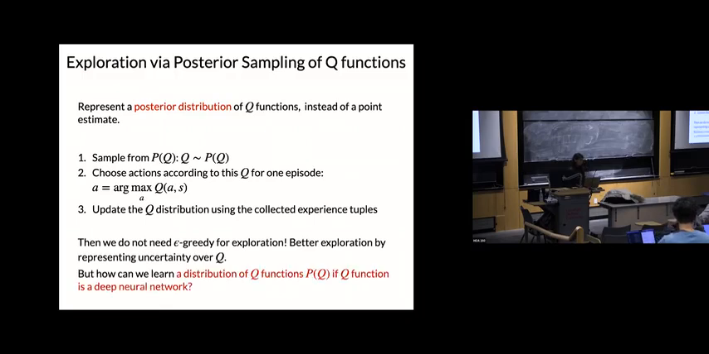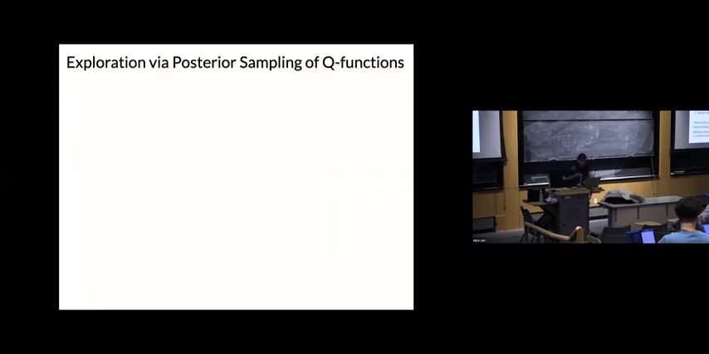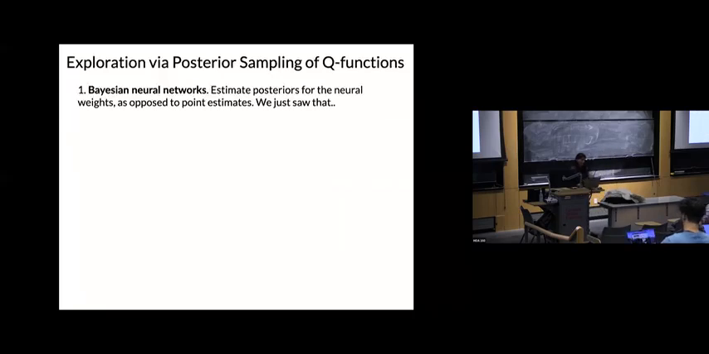But then we go back to the question of your colleague. How are we going to represent that distribution over neural networks? The first thing is to use Bayesian neural networks. Does anybody want to remind us what we've mentioned in the course before? What is a Bayesian neural network?